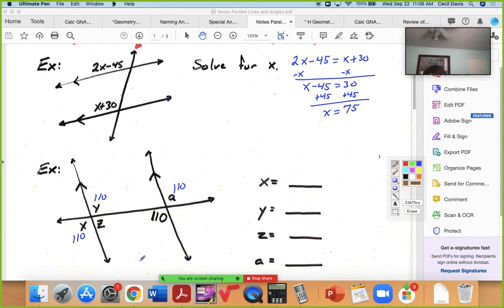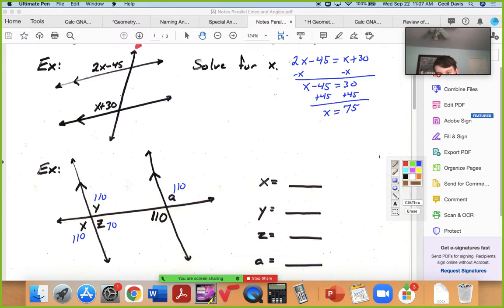There's a third one. Yes, sir. Corresponding angle. With which one? With A, yes. A and y are corresponding. All right. What about poor z? So it's how much? 70. It's 70, because it adds up to 180.